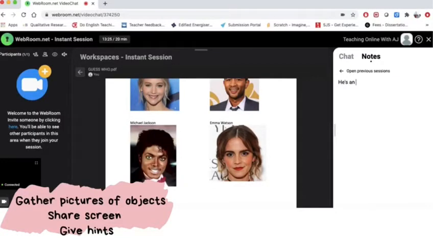For instance, here we have pictures of famous people, and we'll take one as the example. He's an American singer, has done plastic surgeries. Who is he? By this time, the students will have guessed it's Michael Jackson. It's pretty simple, isn't it? Turn it over to students, and they will take turns describing the people or objects to each other. This is a great way to reinforce students' understanding of the lesson's vocabulary and a fun review activity.